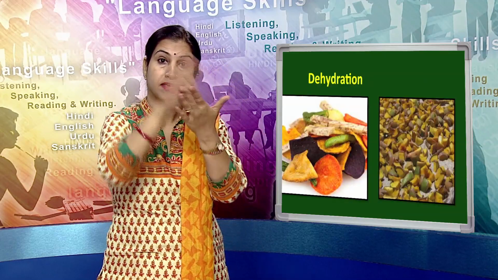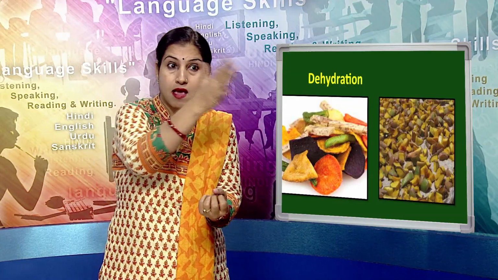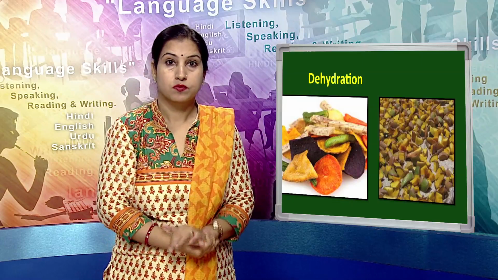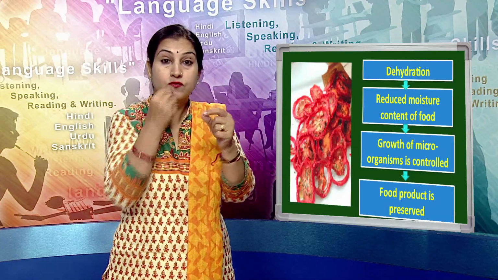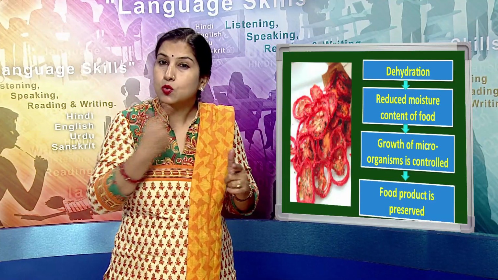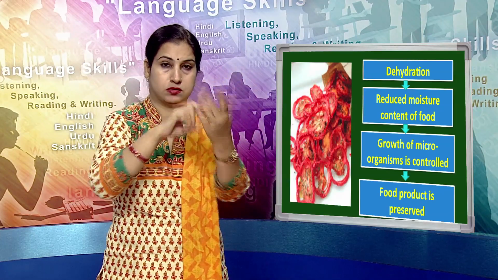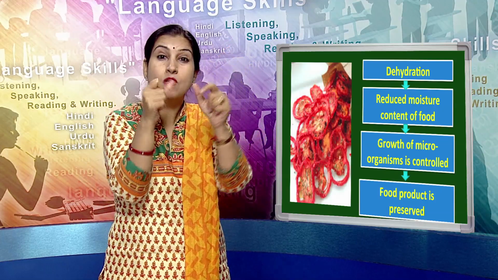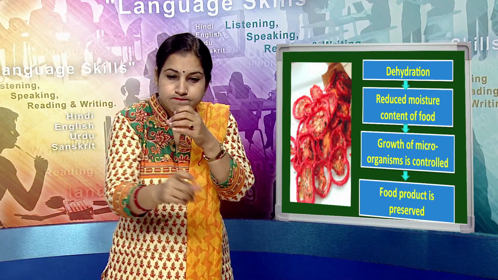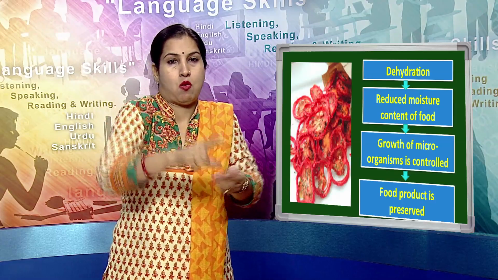Dehydration usually implies the use of controlled condition of heating with the forced circulation of air. It means the removal of water. The first method of food preservation was drying. We use dehydration for drying. Reduced moisture content of the food controls the growth of microorganisms, and then the food product is preserved and can be kept for a longer duration.